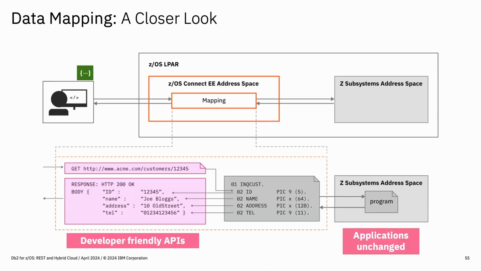And this all happens in that tooling that I mentioned. And when this is happening, this mapping, the program that is being called, those applications will not be affected in any way. They remain unchanged. And as I mentioned before, we want zOS Connect to be developer friendly. So this mapping is creating these developer friendly APIs.